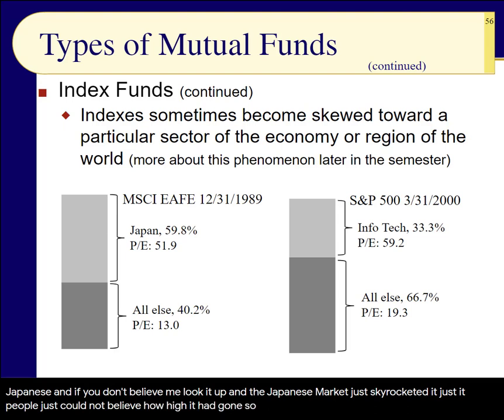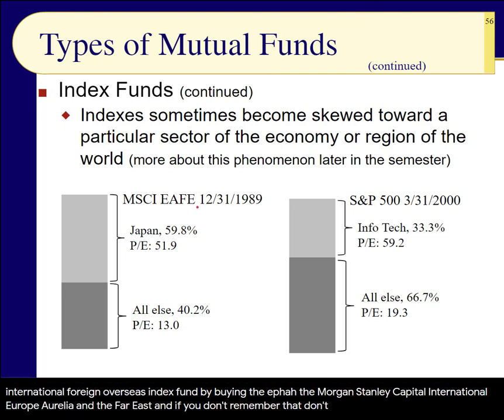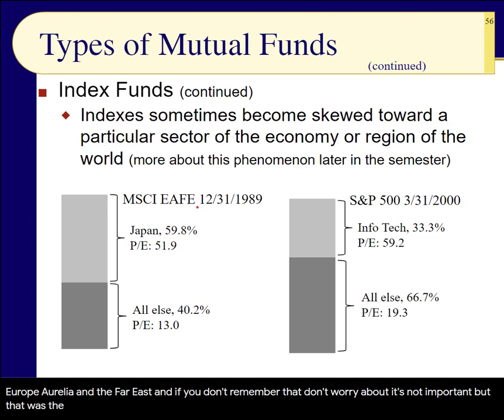So you thought you were getting a well-diversified international, foreign, overseas index fund by buying the EFA, the Morgan Stanley Capital International Europe, Australia, and the Far East. And if you don't remember that, don't worry about it. It's not important. But that was the international index that people used at the time. It's since been replaced with one we'll learn in the next chapter.